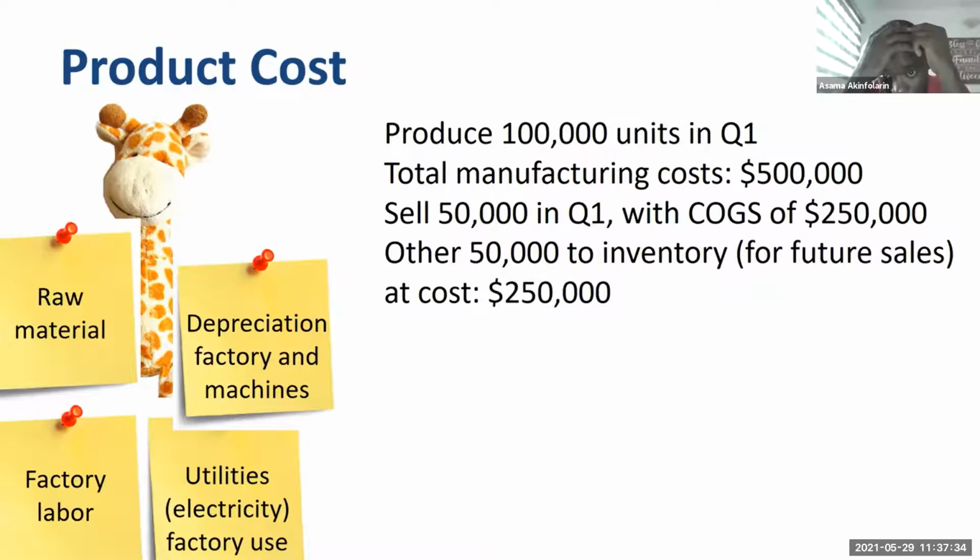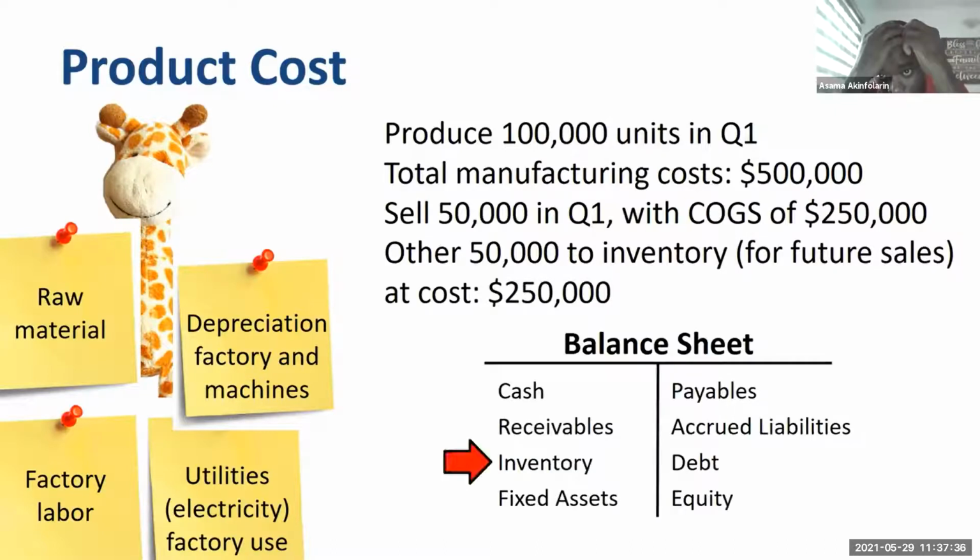Inventory is an asset on the balance sheet. This is why product costs are sometimes called inventoriable cost. They remain attached as the goods go into inventory awaiting sale.